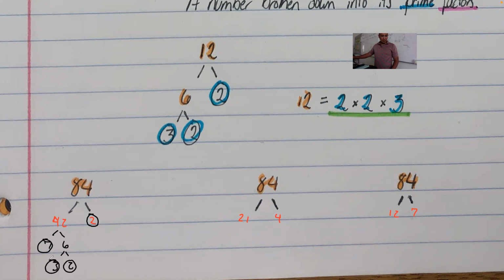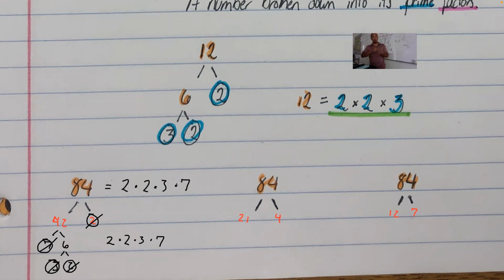Now, if I write these down in order from least to greatest, I have a 2 times another 2 times a 3 times a 7. So meaning that the prime factorization of 84 is 2 times 2 times 3 times 7. Or another way to say this is the prime factors that make up 84 are 2, 2, 3, and 7. Yes, 2 2s, 1 3, and a 7.